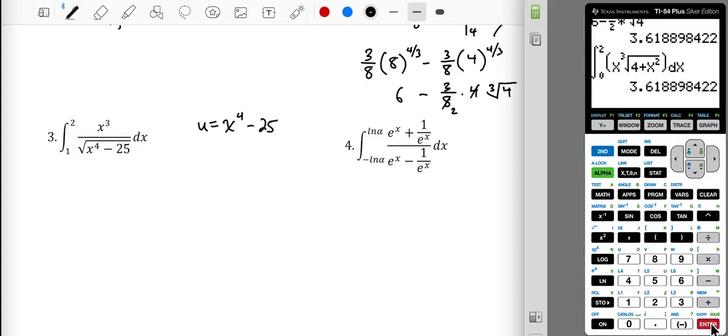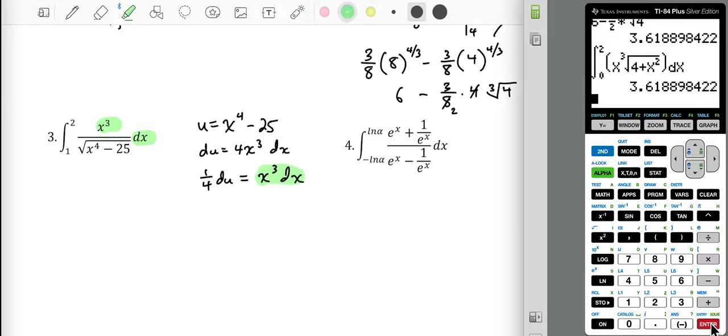So let's see if it makes sense to let u equal x to the fourth minus 25. So du would be 4x to the third dx. Now, I only really need an x to the third dx, so let's get rid of that 4. So 1/4 du equals x to the third dx. We have our clean substitution there, so that's good news. On the bottom, we have that radical, but contained within it is that expression that we're going to replace with just a u.